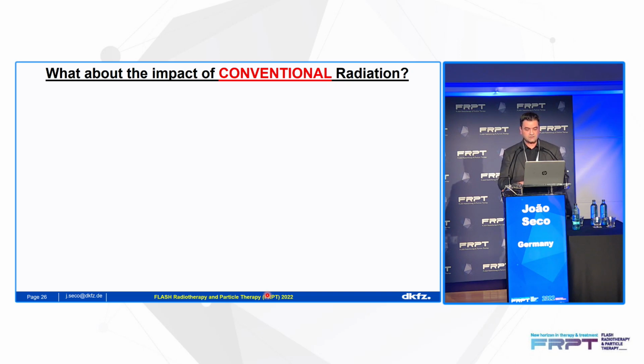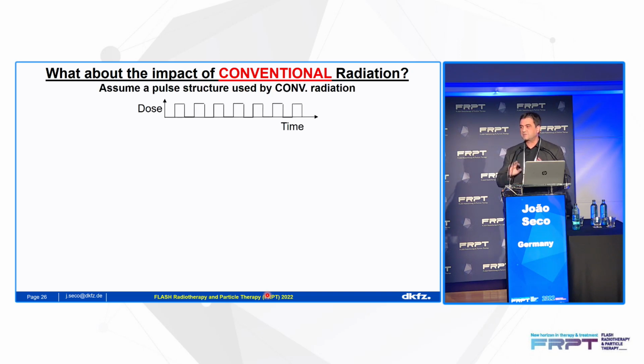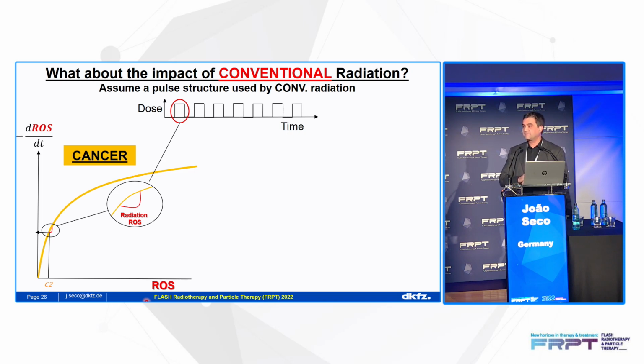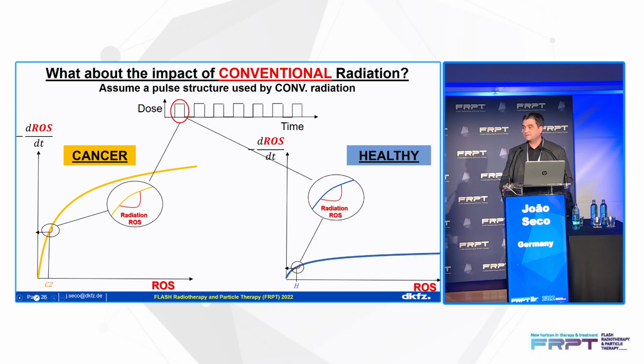So let's look at the conventional radiation. So let's assume a simple pulse structure. I don't want to get into discussion of what is pulse structure or average dose or not. I put a simple dose rate structure here, where I have time and dose. And here is my scavenging system for my cancer. And the dose I deliver in a conventional is extremely small. I give very little dose. And you see that has no effect on the scavenging system. The scavenging system is totally fine. That's the cancer. What about the healthy tissue? Well, the dose is small. So the ROS is small. Scavenging system is working perfectly. No stress. Everything's good.